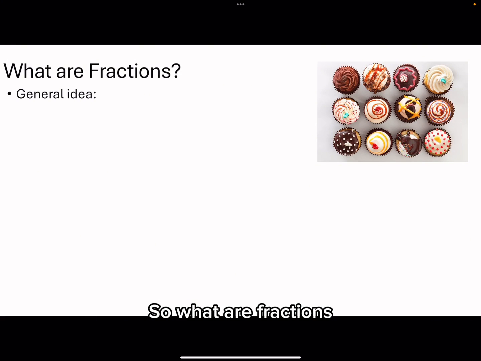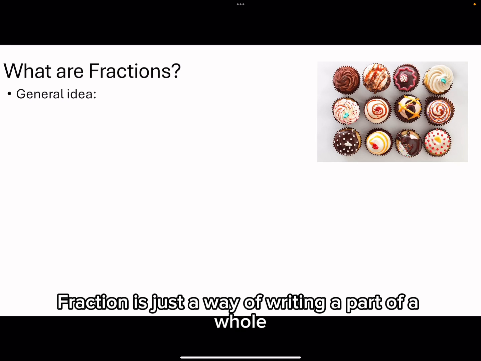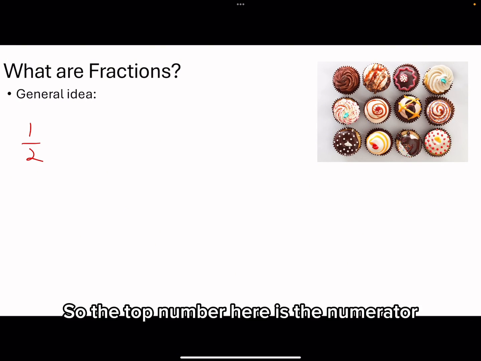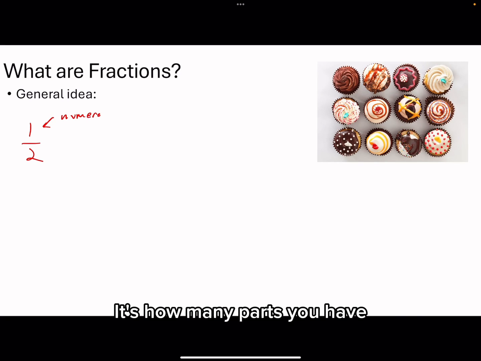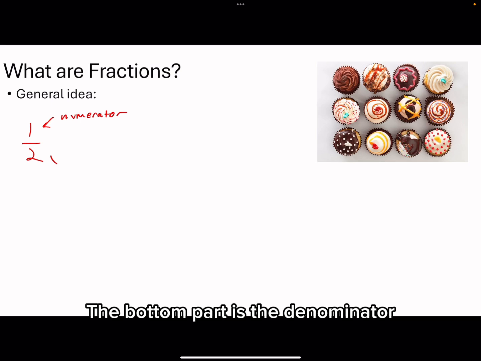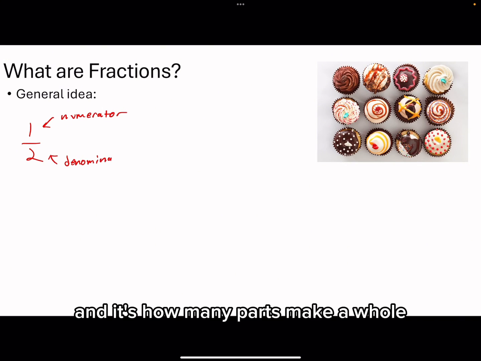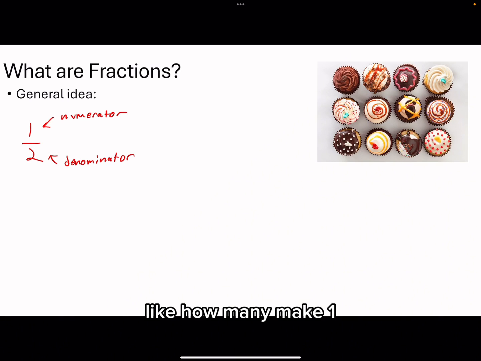So, what are fractions? A fraction is just a way of writing a part of a whole, or several parts of a whole. The top number here is the numerator. It's how many parts you have. The bottom part is the denominator, and it's how many parts make a whole, like how many make one.